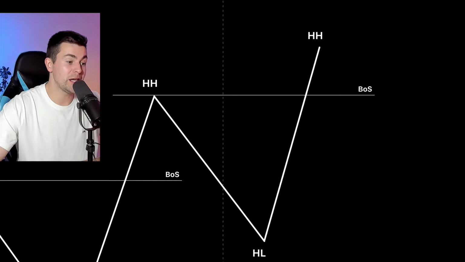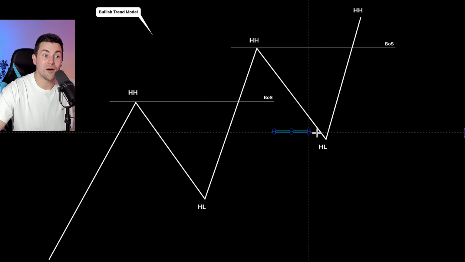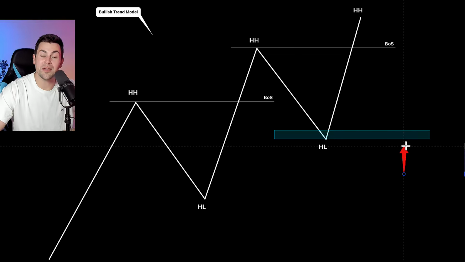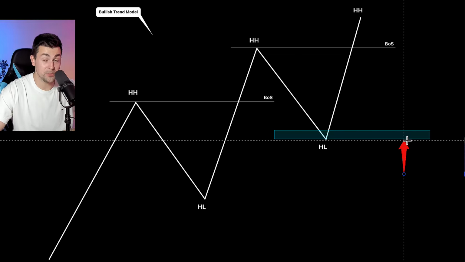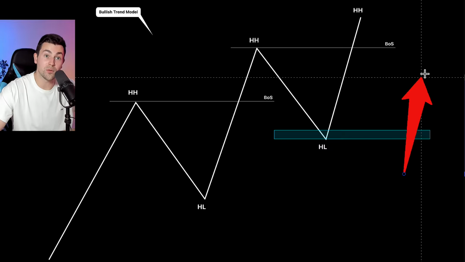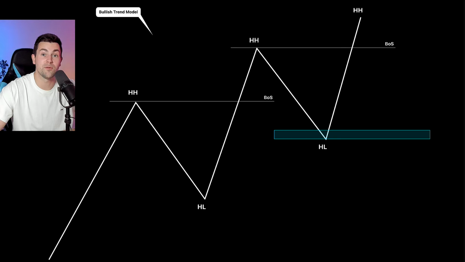In that model, it will be the last higher low in a bullish trend. That will be your bullish order block, and that will be the area that you should pay close attention to. When the price tests that in future, from that zone you can look for buying the market. It can provide a very safe zone to buy the market from.